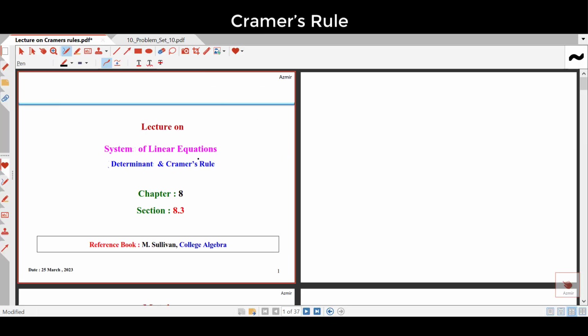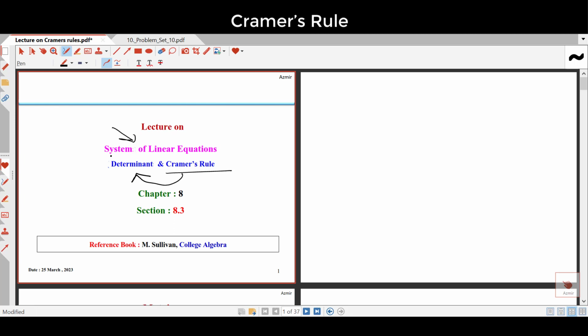Hello everyone. In this session we are going to learn how to solve a system of linear equations by using Cramer's rule, and Cramer's rule is based on determinant. So what is a determinant? Determinant can be found from a matrix, especially a square matrix. So here our focus is on solving linear equations by Cramer's rule.